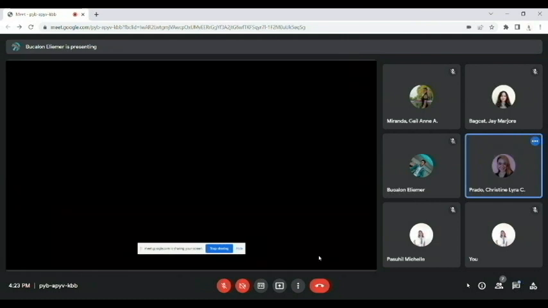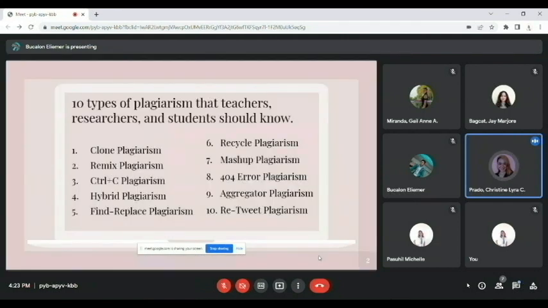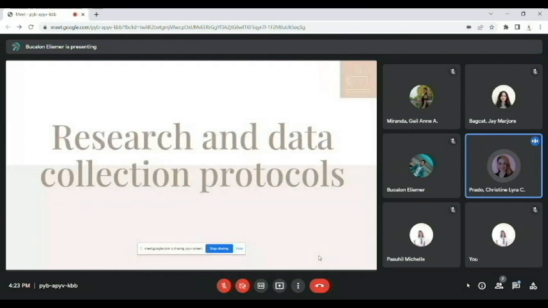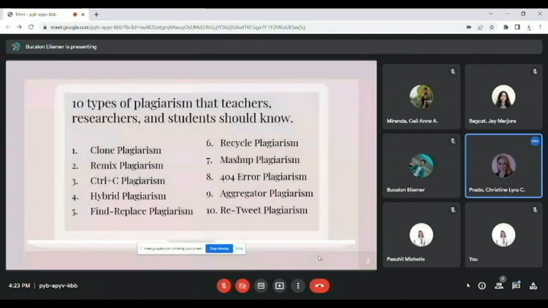So when we say research and data collection protocols, it is when we research and collect data from the web, avoiding plagiarism, which is the act of taking someone else's work and presenting it as your own. Plagiarism is unethical and it brings you in trouble. Sometimes, students like us don't mean to plagiarize, but we end up doing it accidentally because we are sometimes unaware or unclear about it. So now let us proceed to the next slide. The following are the 10 types of plagiarism that teachers, researchers, and students should know.